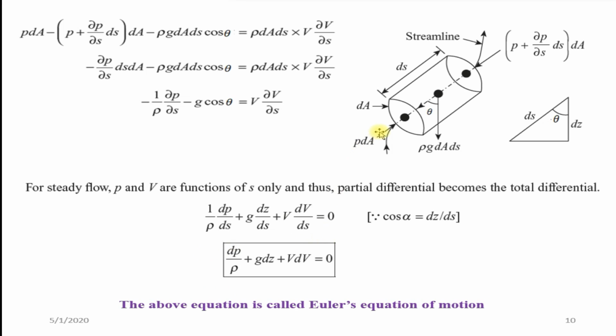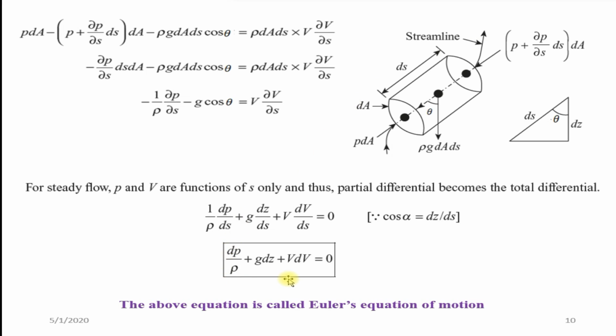You can easily derive this equation by equating the net force to mass into acceleration. What are the net forces acting on this element? Pressure force and gravitational force. Gravitational force is acting at an angle theta. That is why rho G dA ds into cos theta is the gravitational force. Pressure force is P into dA and minus P plus dou P by dou S into ds into dA. Why the negative sign? Because it is acting in the opposite direction. Then if you simplify, you will get the final Euler's equation.